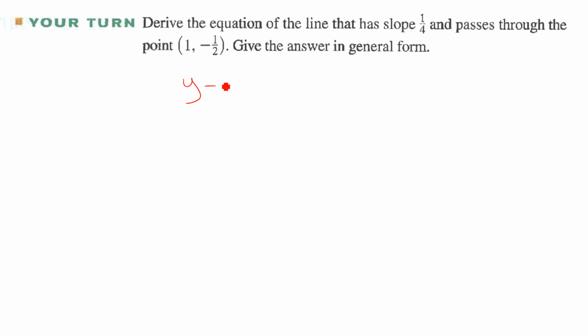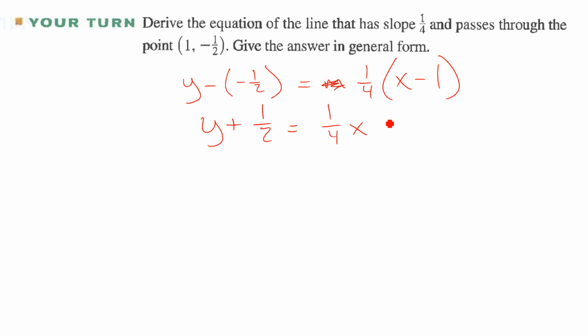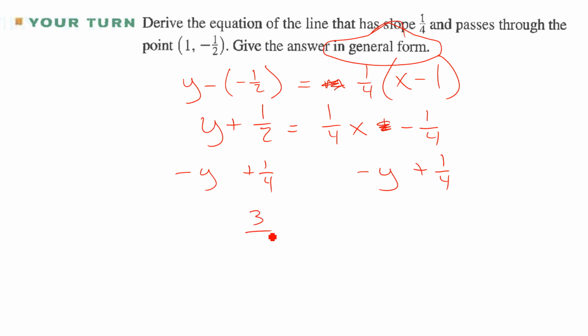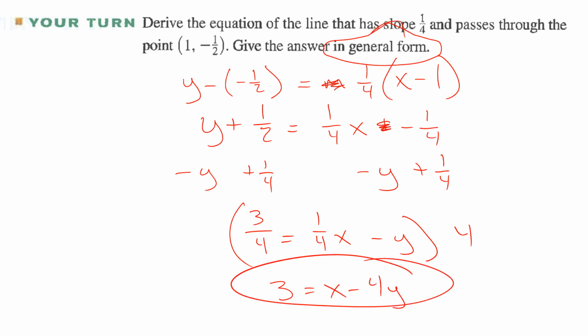Okay, we can say y minus negative 1/2 equals m, which is 1 over 4, x minus x1. So we'd have y plus a half equals 1/4 x plus, minus a fourth. And we want this in general form. So on this one, let's get your x's and y's on the same side. So we can subtract a y and subtract a y. And then add a quarter, add a quarter. So we will have a half plus a quarter is 3/4 equals 1/4 x minus y. So we don't want any fractions. Let's times this by 4 and get 3 equals x minus 4y for your general form.